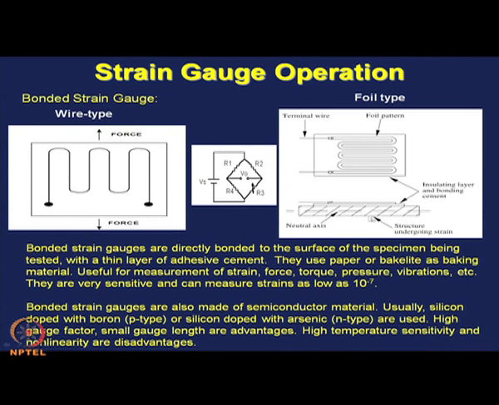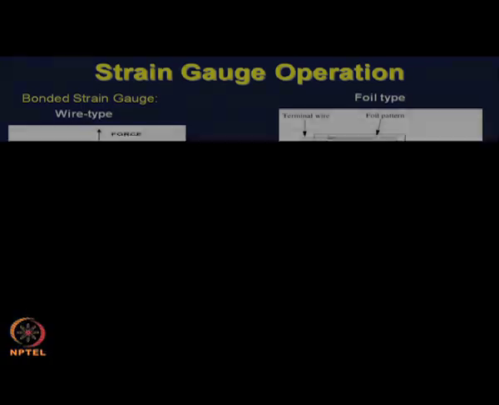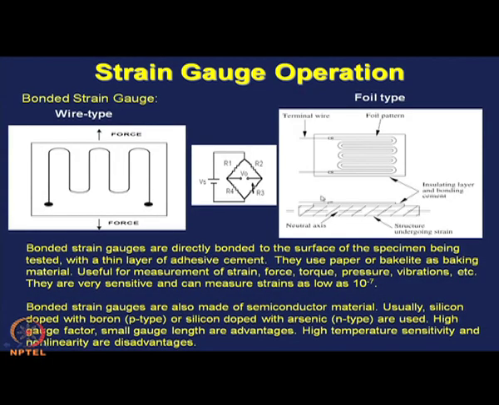So, this is the structure that is undergoing strain, and this is the foil which is bonded on the surface of the structure undergoing strain with adhesive cement. These are terminal wires which is connected to the one arm of the Wheatstone bridge.